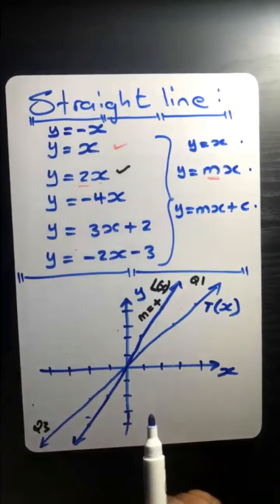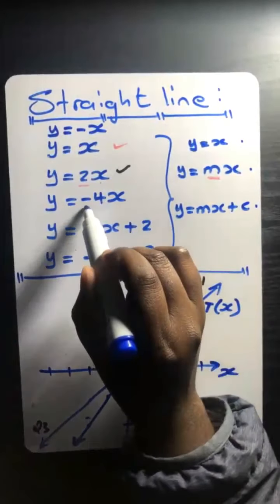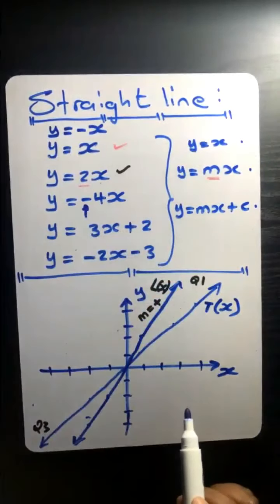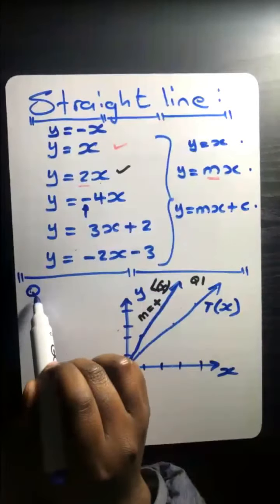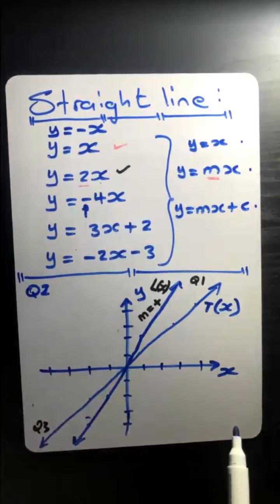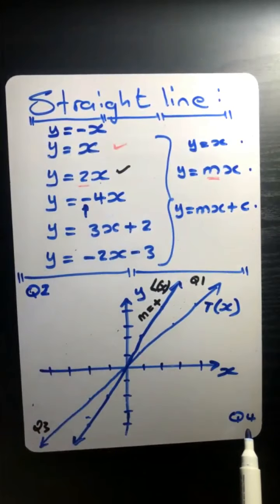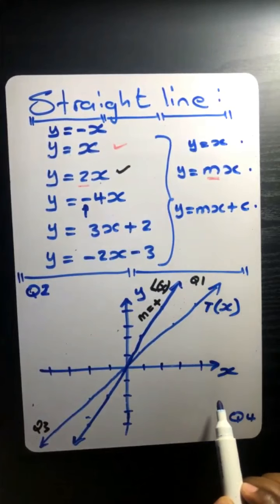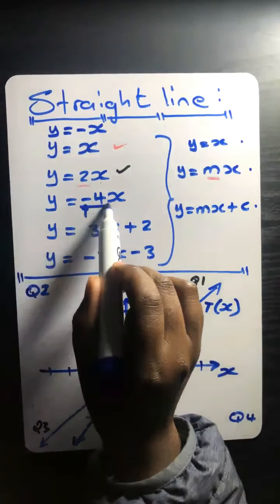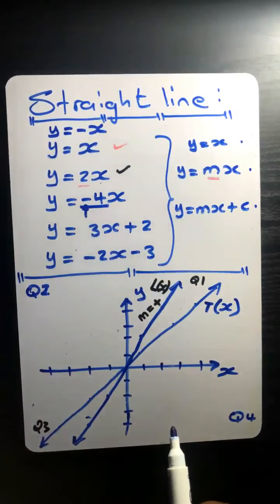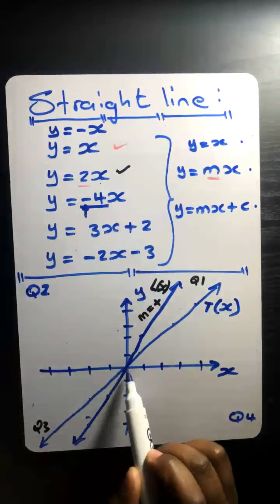Most importantly, guys, you firstly need to check if your sign is positive or negative. But because it's negative, it means that straight line is going to be passing through quadrant number 2 and quadrant number 4. Why? It's because the gradient is negative. Ladies and gentlemen, the slope has to match that of -4. Very, very much important, ladies and gentlemen.